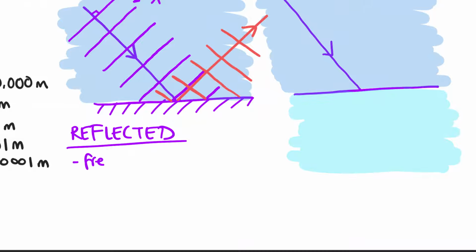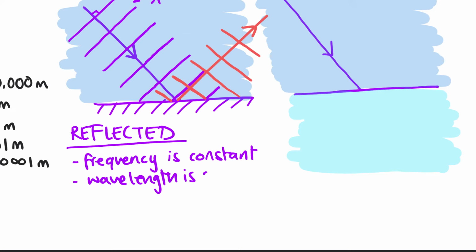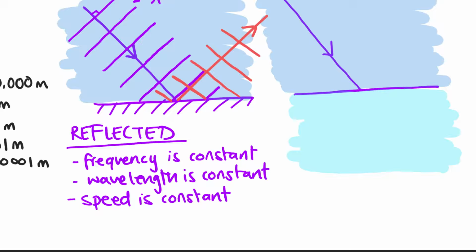the frequency stays the same, the wavelength stays the same, the speed of the wave is the same. The only difference that we have is that there is a change in direction.